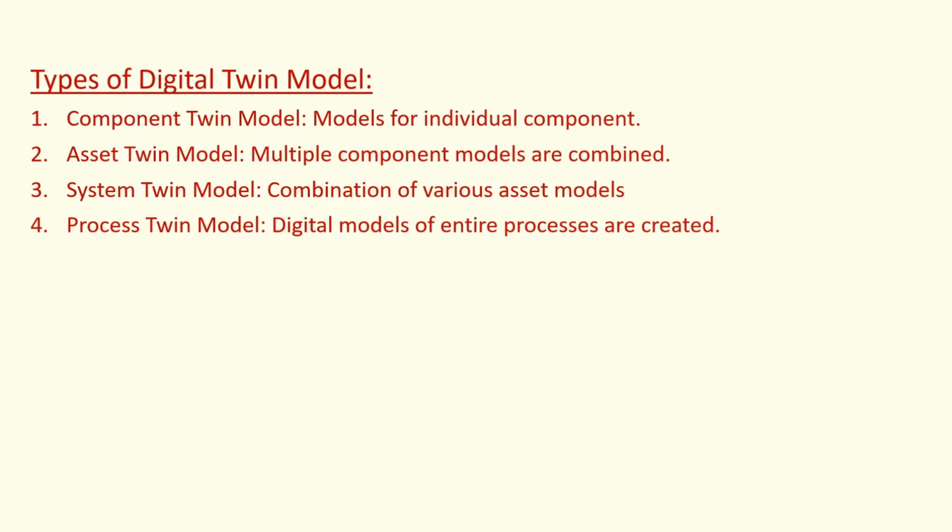The third one is the system twin model. In this type of twin model, multiple assets are combined together, for example, an entire residential scheme or entire subdivision scheme. The last one being the process twin model. In this type of model, the entire process is digitalized and a digital twin model of the entire process is created.